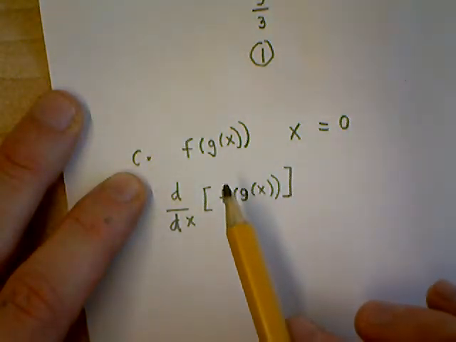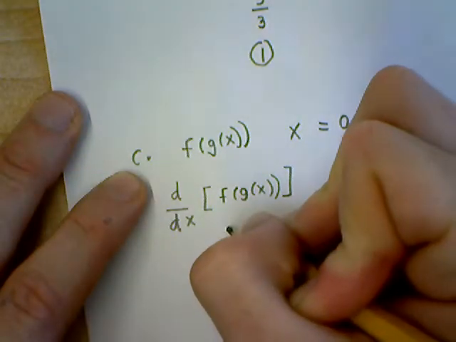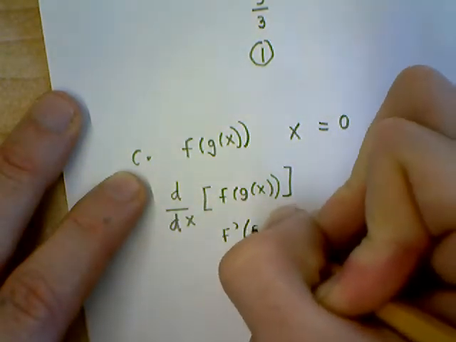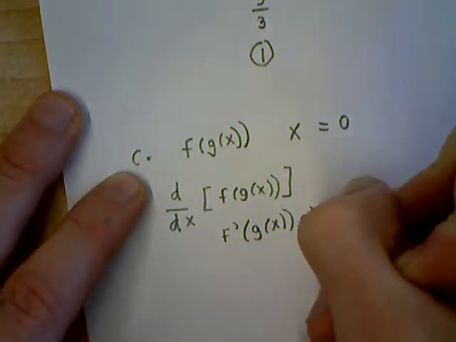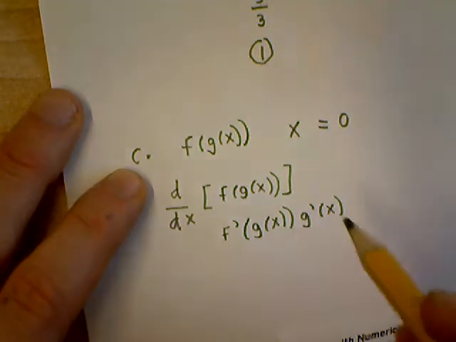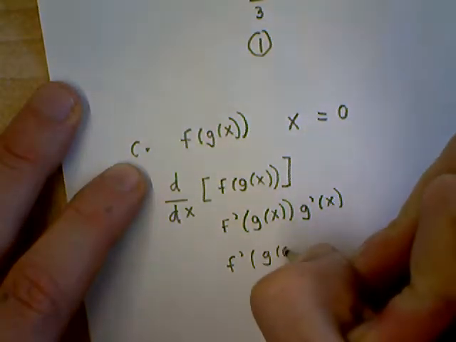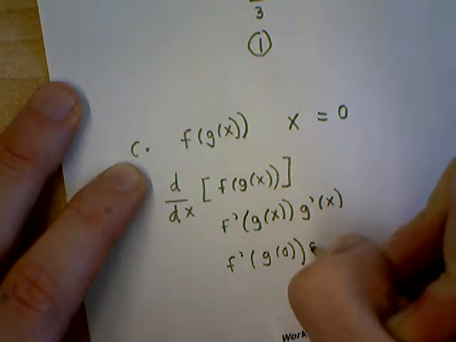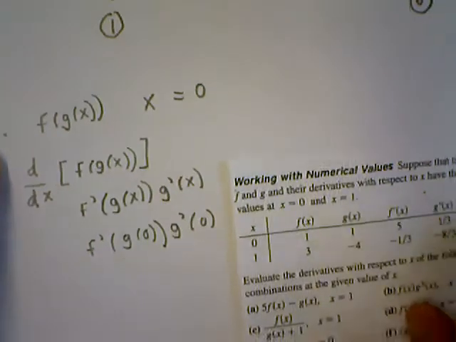I see that I have the outside function and an inside function, so I need to apply the chain rule. This becomes f prime of g of x. Bring out the g of x, take its derivative, and multiply. So now what I can do is plug in 0, so I have f prime of g of 0 times g prime of 0. Let's go to my table.